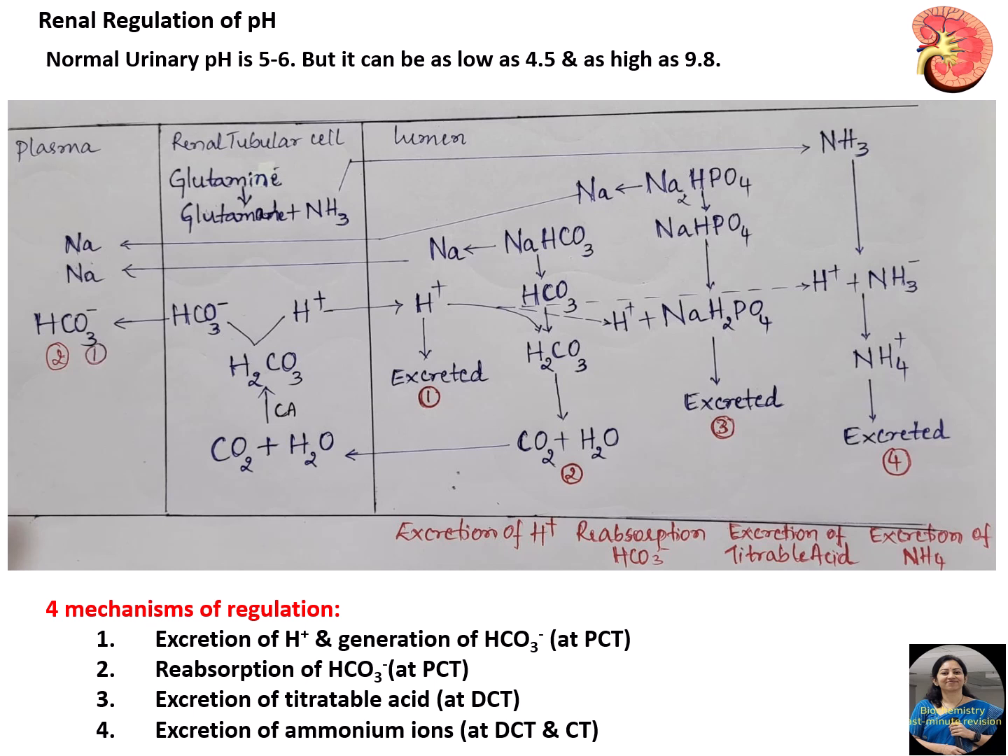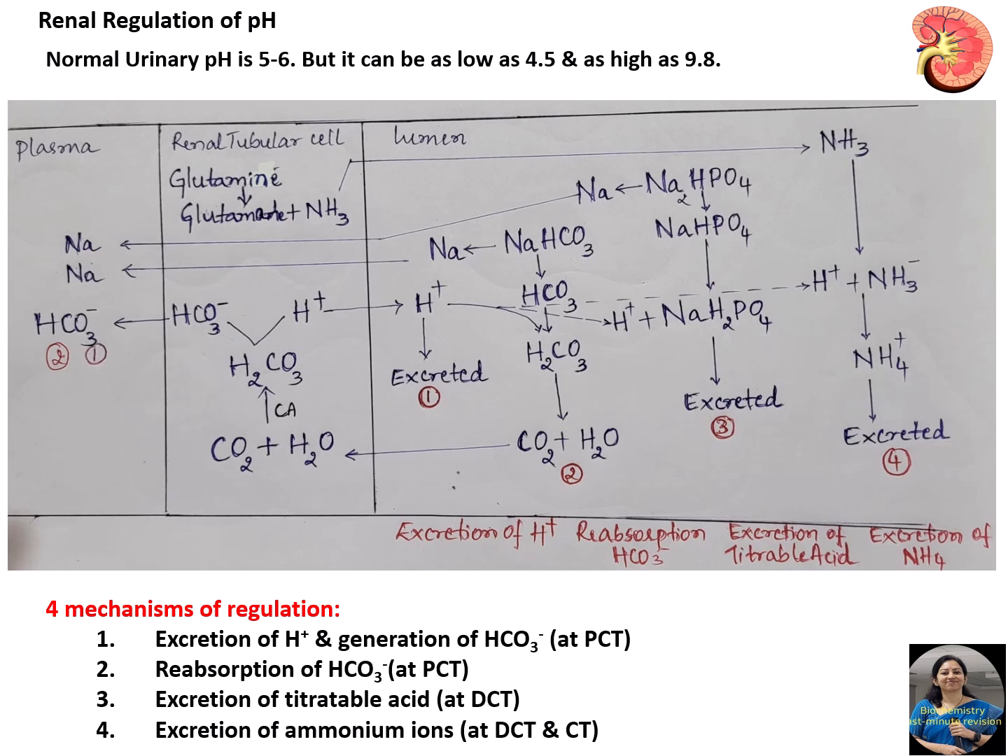The third one is the excretion of titratable acid. So disodium monohydrogen phosphate is freely filtered into the lumen of the kidney, and this dissociates as sodium ion and monosodium monohydrogen phosphate. This sodium ion is reabsorbed back into the circulation, and this monosodium monohydrogen phosphate in turn combines with the secreted hydrogen ion to form acid phosphate, and this gets excreted. So this is excretion of titratable acid operating at the level of DCT.